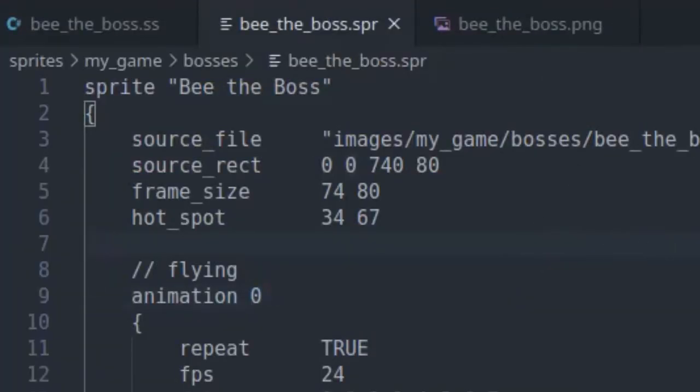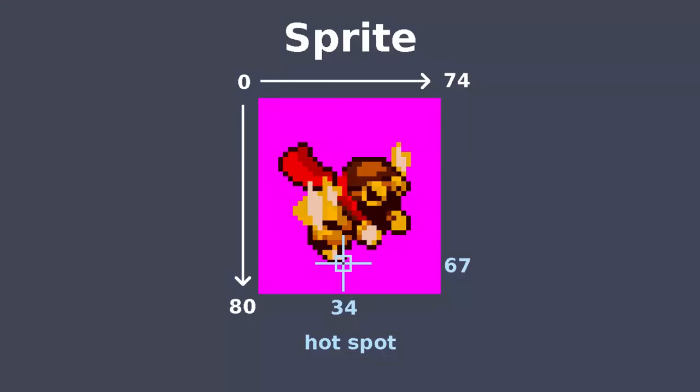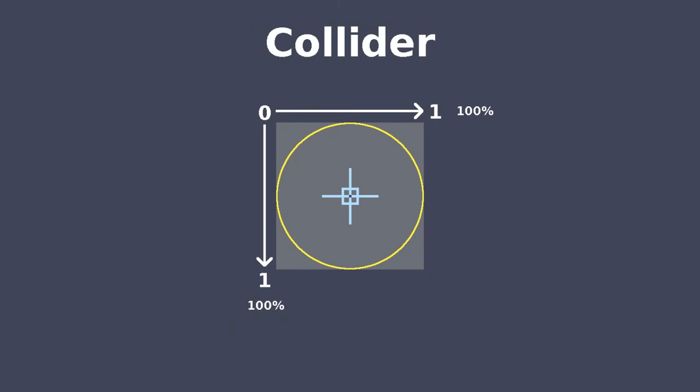Remember that in the SPR file, you specify the hotspot using two numbers. If you pick a single frame of the animation of the bee, you can locate the hotspot using those two numbers. The anchor of the collider is also specified using two numbers, but these numbers are percentages. They are usually values between 0 and 1, or 0 and 100%. For example, an anchor at 0.5, meaning 50% in X and 50% in Y, is at the center of the collider. You can vary these numbers to get your anchor in different places.